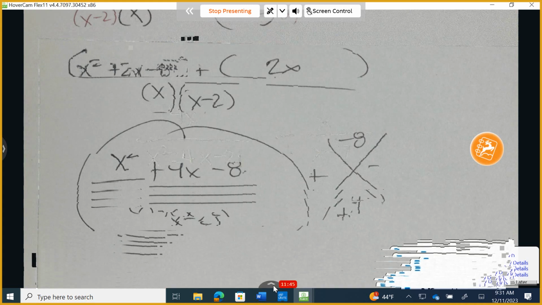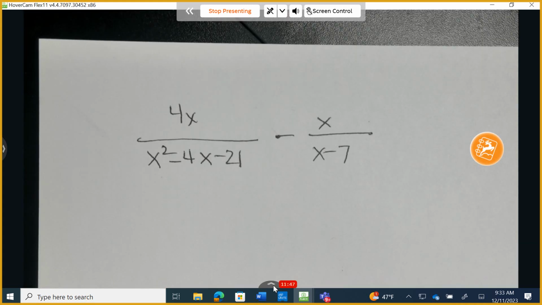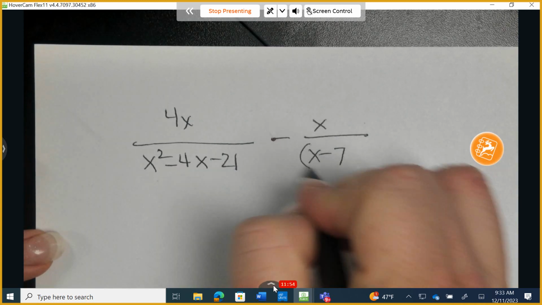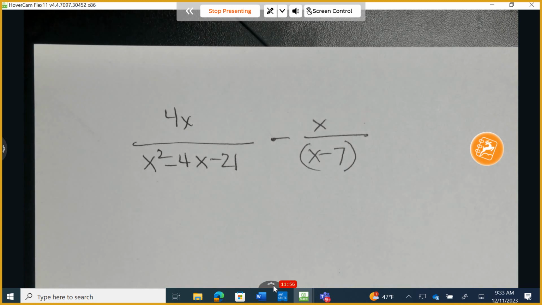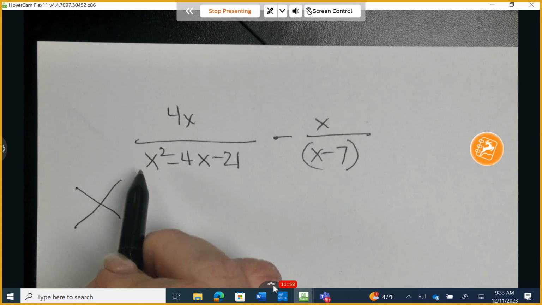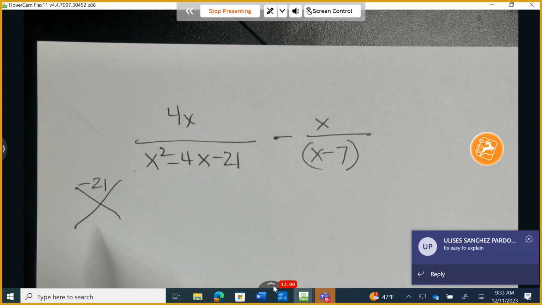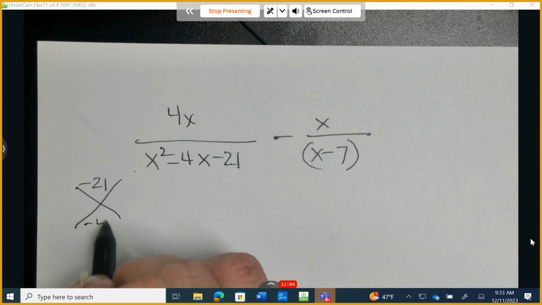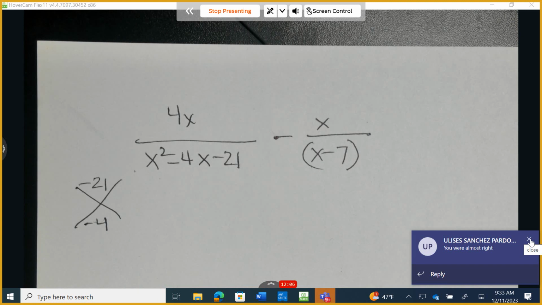Let's take a look at this problem. So our last two problems look similar to this. So what I'm going to start doing is looking: can I factor? Notice that x does not go by itself. It's an x minus 7. They belong together. So I'm going to come off to the side and try to factor this. 1 times negative 21 is negative 21. They multiply to give you a negative 4. Hold on 1 second.